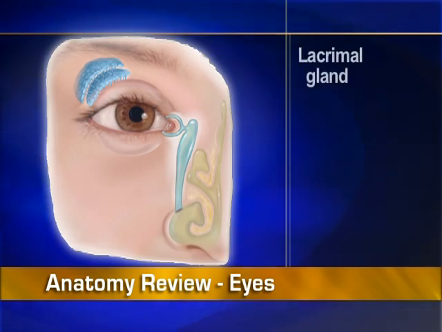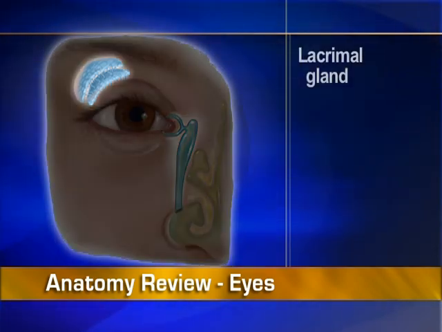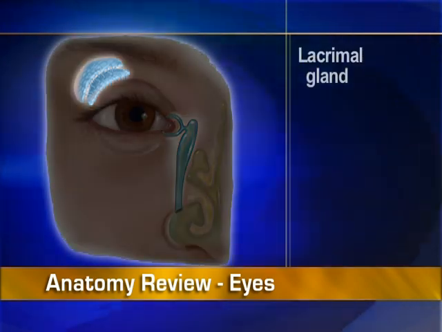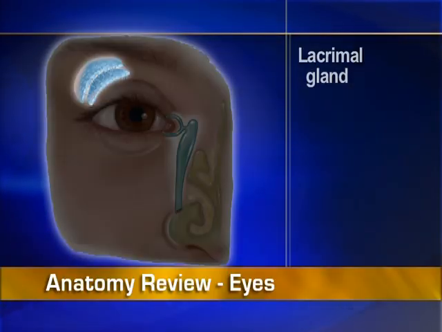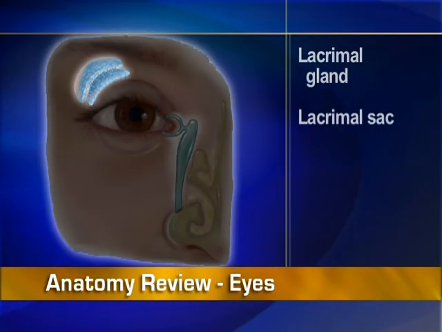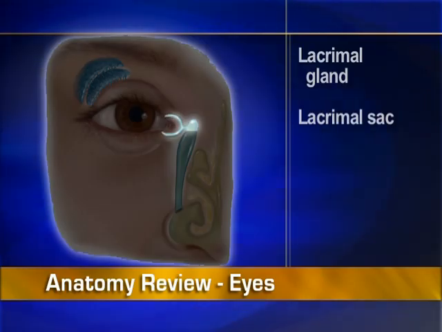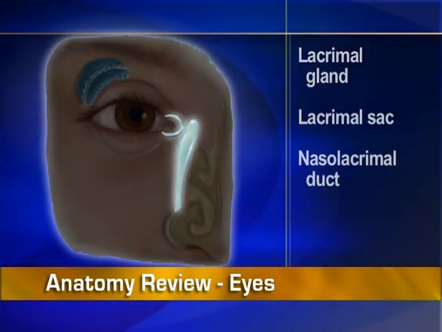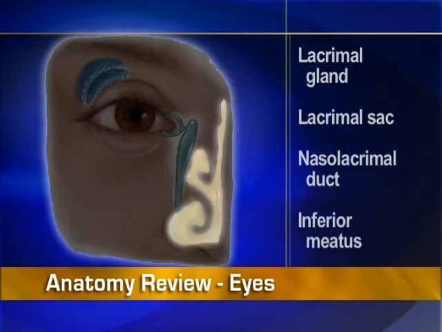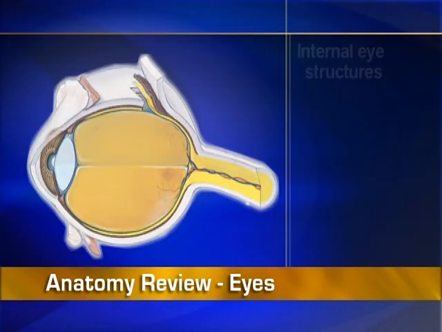Above the eye, the lacrimal gland secretes tears, which lubricate the conjunctiva and cornea and drain into the puncta. Then they drain into the lacrimal sac and nasolacrimal duct and empty into the inferior meatus.